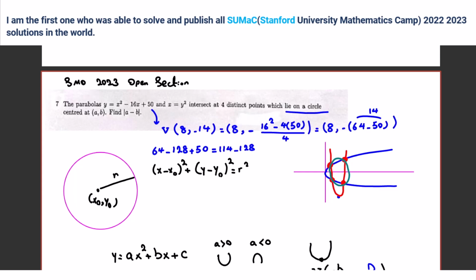The answer is 8. Can you explain your solution? X squared minus 7. Let me write. Can you say it again? X squared minus 7. Tell me like this: x minus what squared plus y minus what squared is equal to what squared.